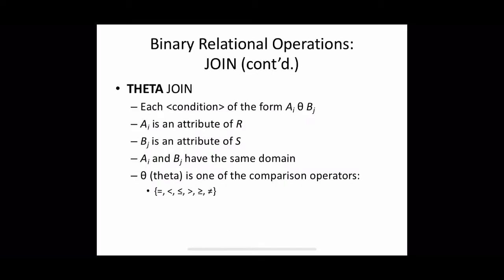And different types of joins are there, like theta join, natural join and equijoin, etc. We can see them one by one. In case of theta join, the condition can be of the form Ai theta Bj. As we know, we are joining two relations R and S. So Ai is an attribute of relation R and Bj is an attribute of relation S, and theta can be any comparison operation like equal, less, greater, not equal, etc.